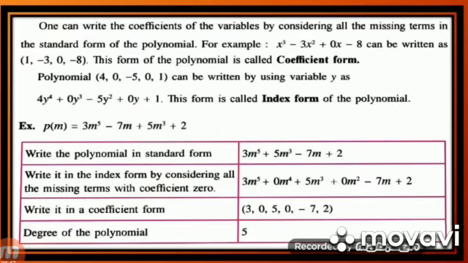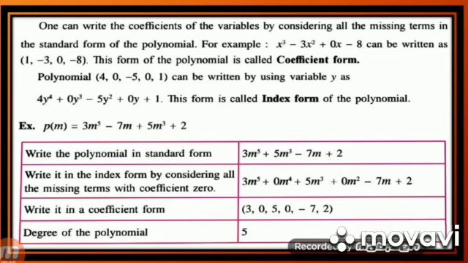One can write the coefficients of the variables by considering all the missing terms in the standard form of the polynomial. For example, x cube minus 3x square plus 0x minus 8 can be written in the coefficient form as 1 comma minus 3 comma 0 comma minus 8 within brackets. This form of the polynomial is called coefficient form.